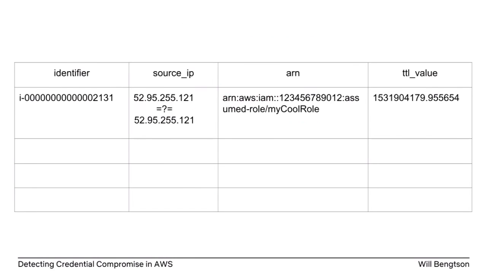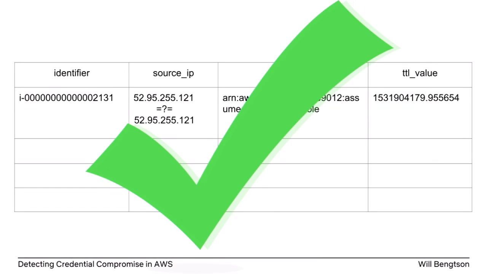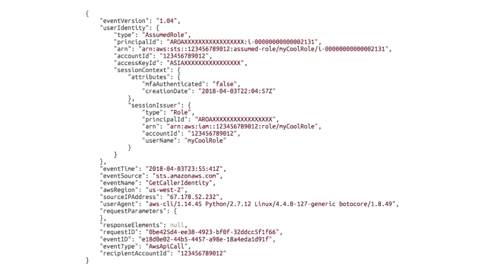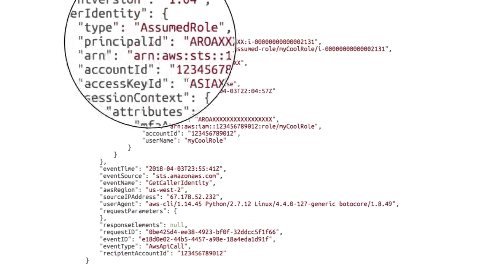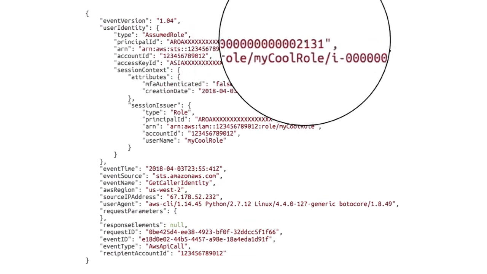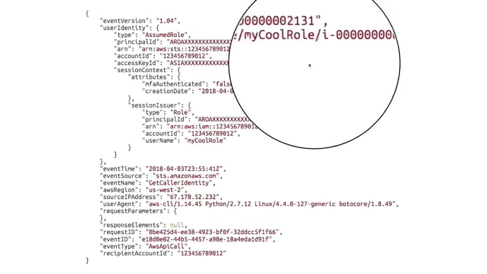So we go back, we see that we have the session. Our hash key in a Dynamo table scenario is the instance ID. It's unique globally, so don't worry about collisions across your accounts. But we can ask that question, do these two IPs match? In our case, they do. So we can say this is good, continue moving on. So you do this process over and over and over, and eventually you might come across something that should look familiar by now. It's my cool role, the instance ID that we're used to.